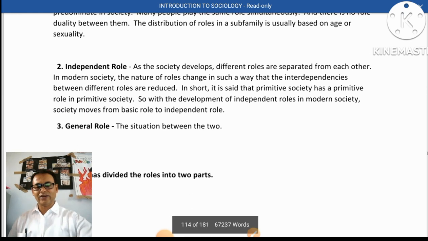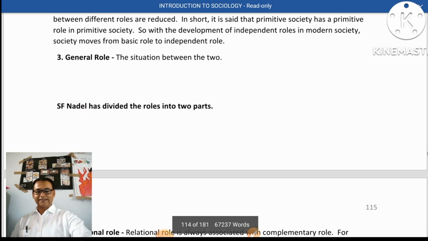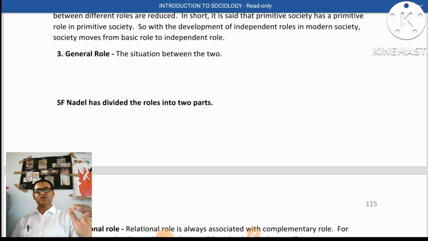Independent role. As the society develops, different roles are separated from each other. In modern society, the nature of role changes in such a way that the interdependencies between different roles are reduced. General role: this is the position between the two.